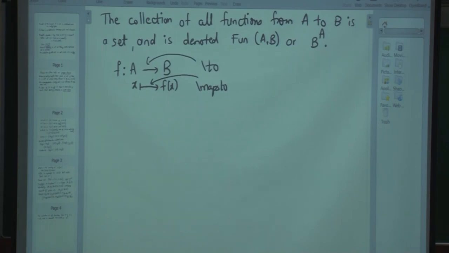What this says is that x is going somewhere, whereas A is not going anywhere. This doesn't say it's going anywhere. It's a rule from A to B. Okay, so these two are different types of arrows. Okay, so a function f from A to B is, let us do 1-1 first.